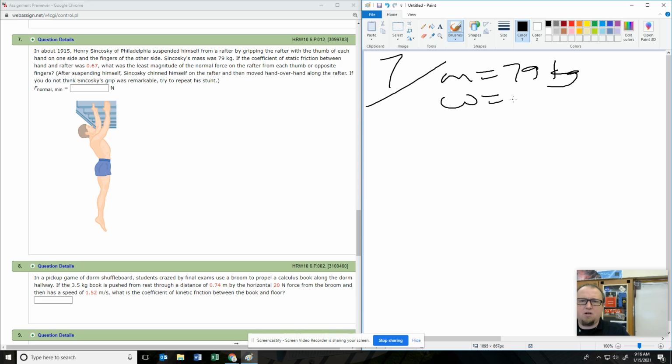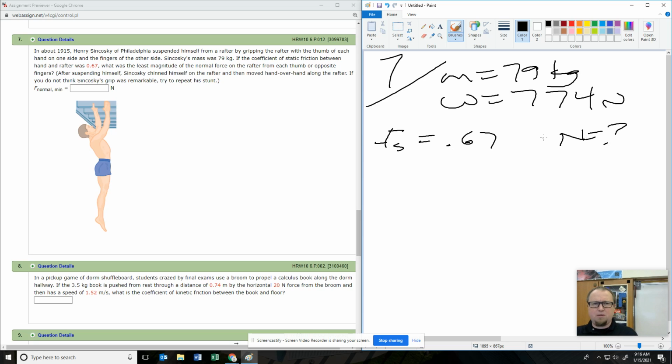Okay. So let's just start there. He's got a weight force of 79 times 9.8, 774 newtons. So in other words, his little fingers have to be able to do that. Coefficient of static friction. Static friction is 0.67. The coefficient of static friction between the hands and the rafters is 0.67. What is the least amount of normal force he has to apply?